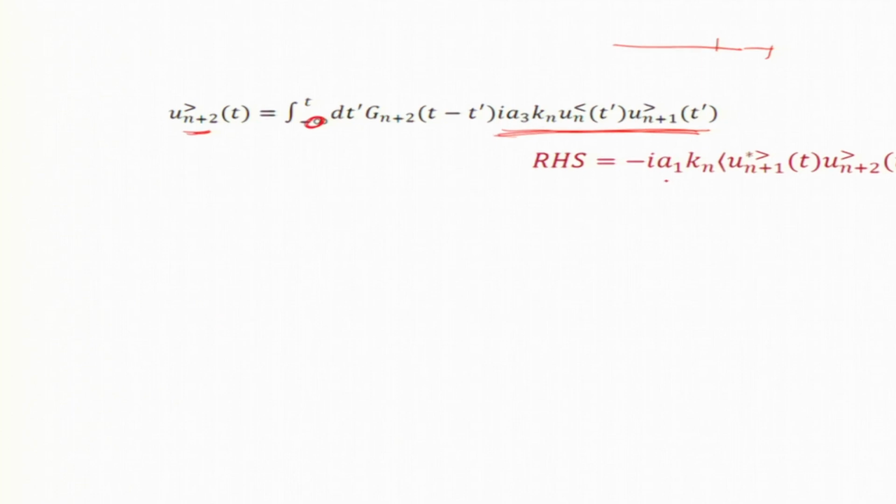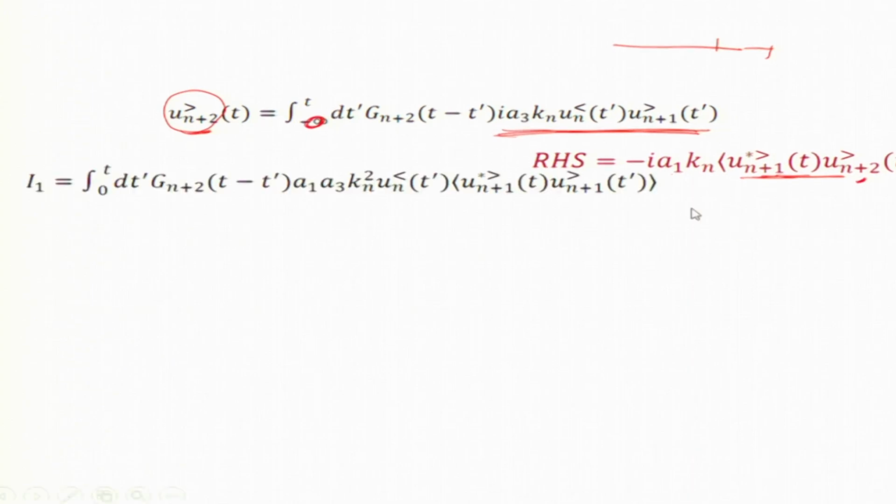Now RHS, which is minus iA1Kn, so this is the Feynman diagram I wrote, n plus 1, n plus 2. I am going to substitute this un plus 2 here. Is that clear? These are the RHS of the equation which I wrote in my previous slide. And this is going to make some correction to new bar. That is what I am looking at. So un plus 2 I just substitute.